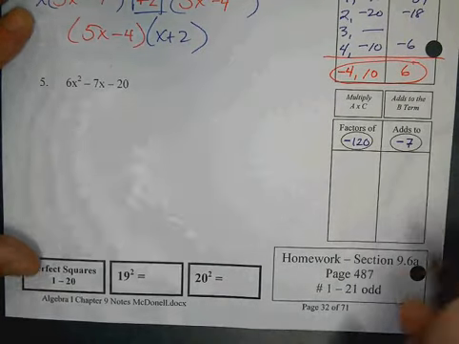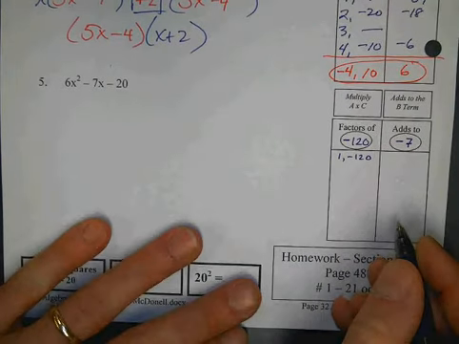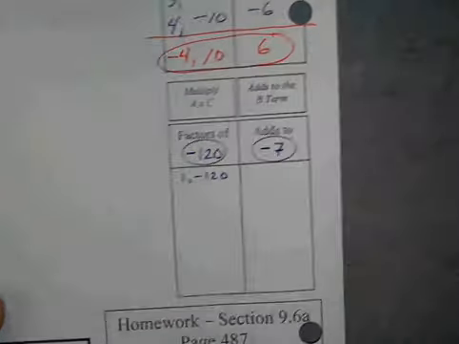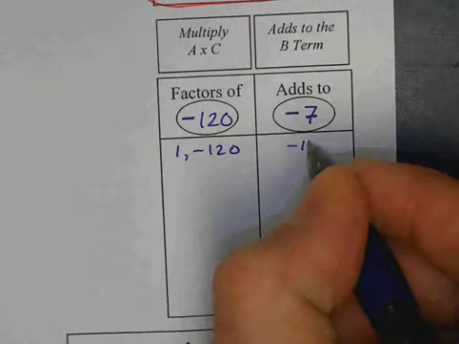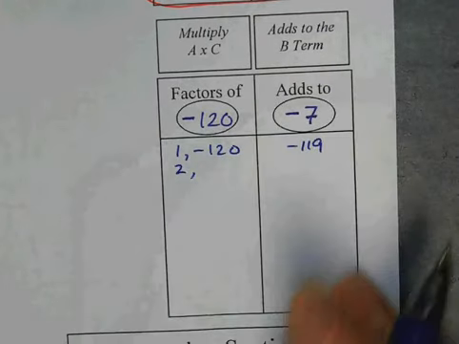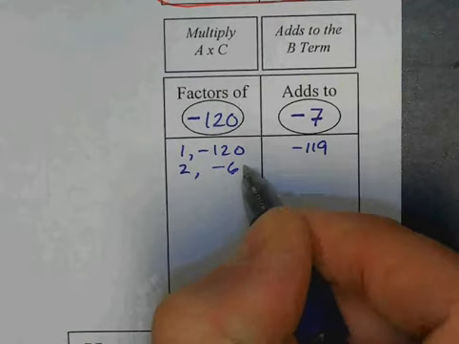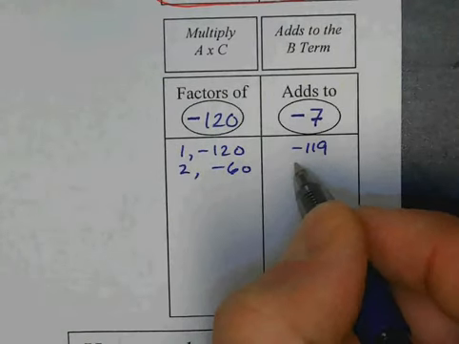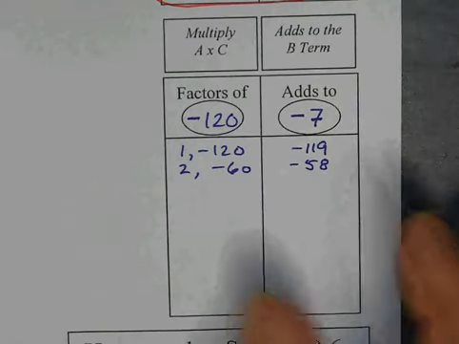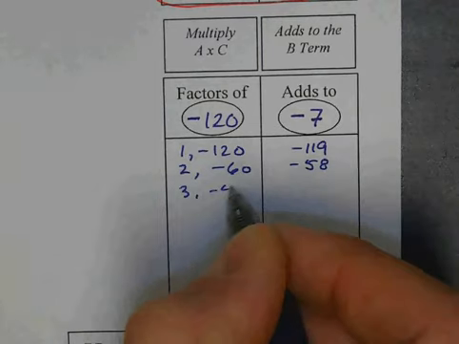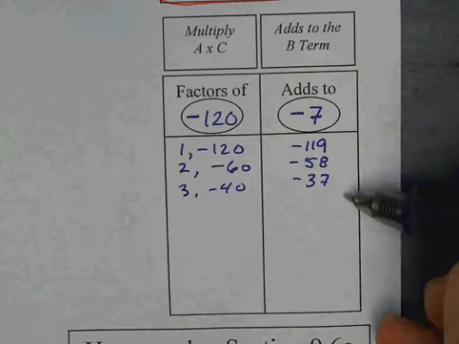So here we go. 1 and negative 120. What does that add to? If your eyes are half as bad as mine, you need that help. Negative 119. Does 2 go in? How many times? So negative 60. What do they add to? Negative 58. Doesn't work. 3. Negative 40. That's negative 37. The numbers are getting smaller, which is good, right?